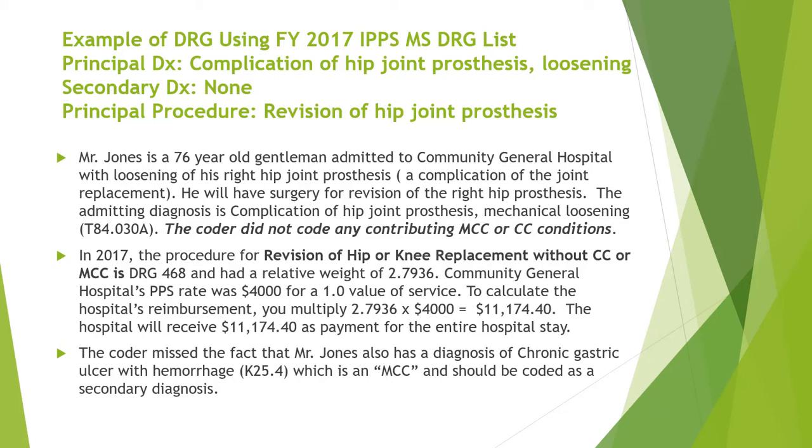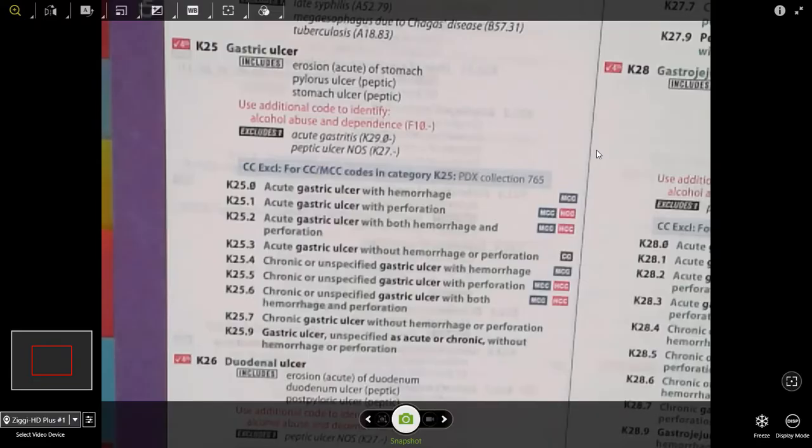I'm going to show you that on the document camera. And because this is an MCC and because it will need monitoring during his stay, it should be listed as a secondary diagnosis. We're in the codebook. K25 is the category. We know that this patient had a chronic gastric ulcer with hemorrhage. You see right here, this little MCC, that's what I'm referring to. This diagnosis, K25.4, is an MCC.